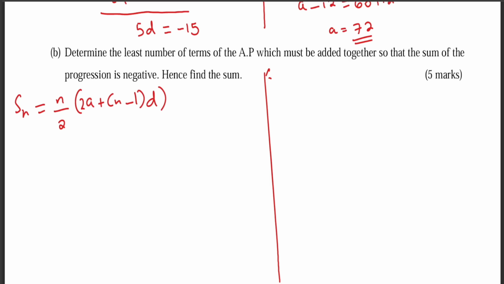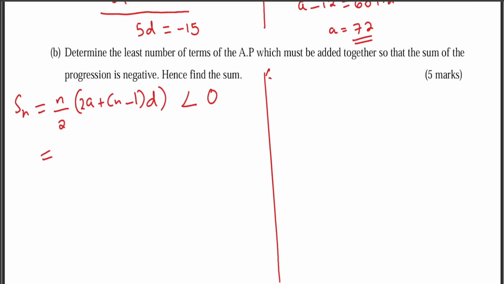Okay, so that is the sum. So that's the formula for the sum, n over 2 times 2A plus n minus 1 times D. So the sum of the progression should be negative. So it should be less than 0, because any number which is negative is less than 0. You've been told, hence find the sum. So it's not asking you for the n, but finding the sum itself.